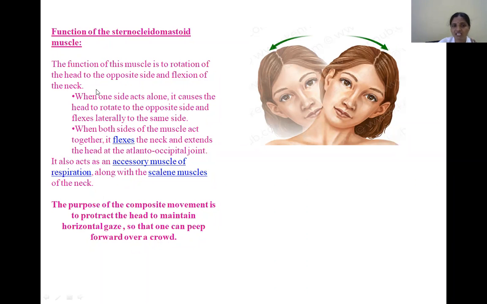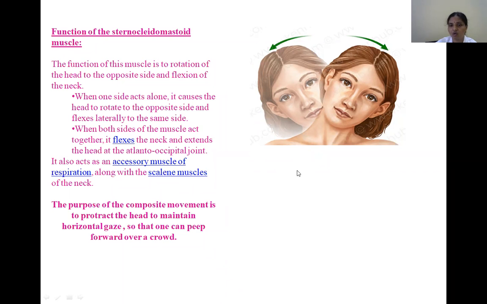Then if it is contracted bilaterally, what happens? It flexes the neck and extends the head at the atlanto-occipital joint. See, it is a very, very important function. As it extends the head, there are other muscles on the back, the post-vertebral muscles, which are also important for the extension of the head. In addition, this muscle acts bilaterally to extend the head at the atlanto-occipital joint.